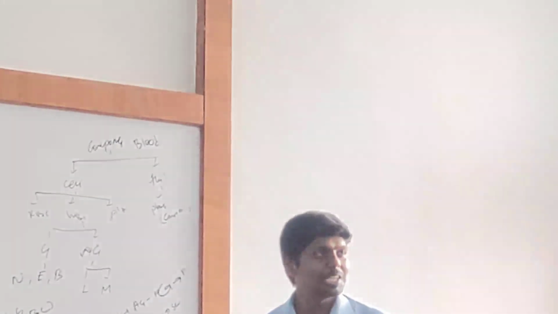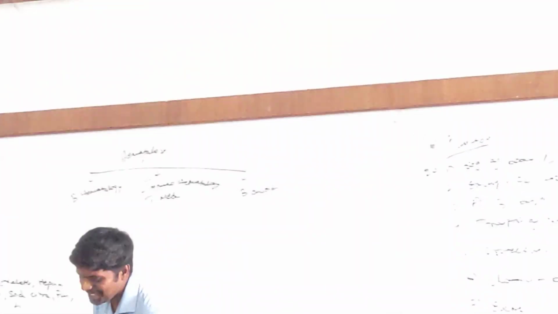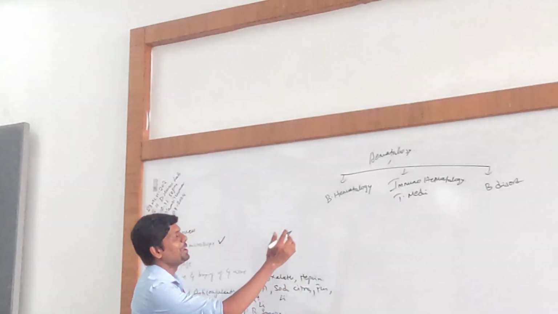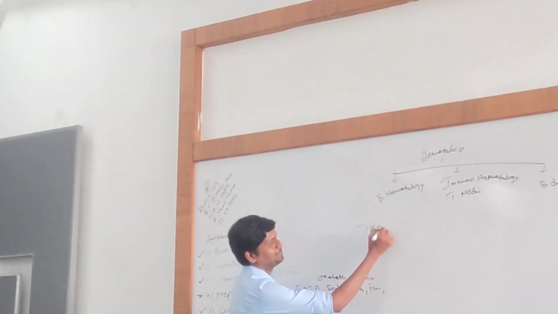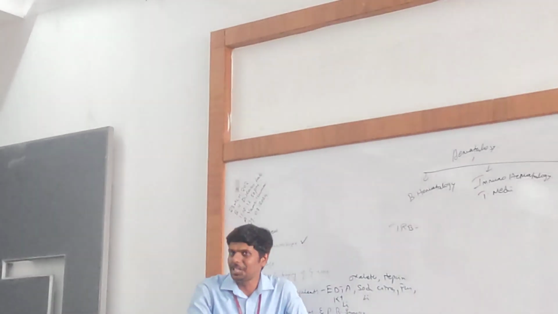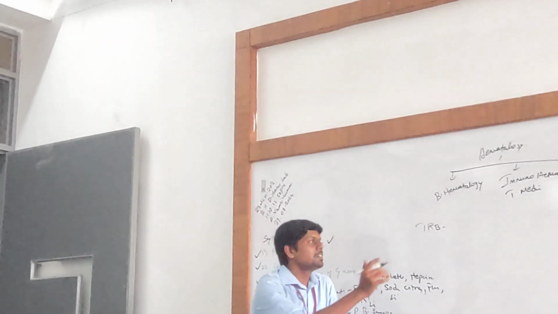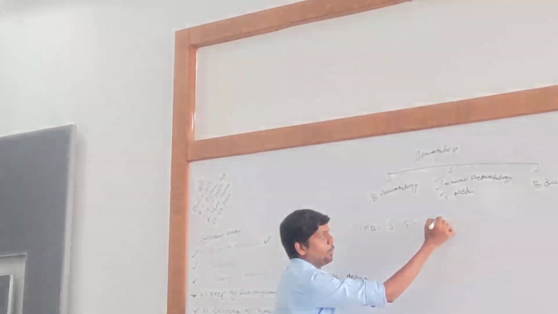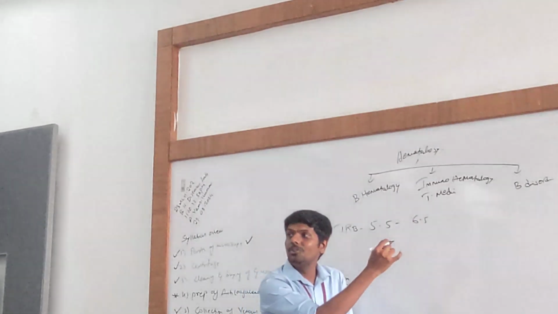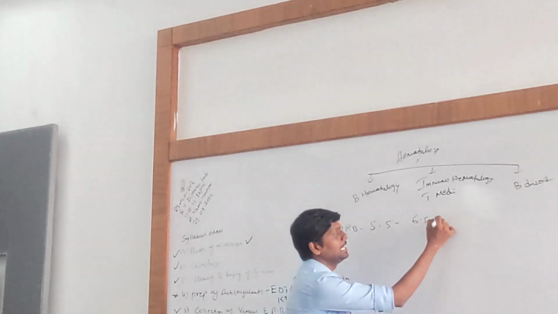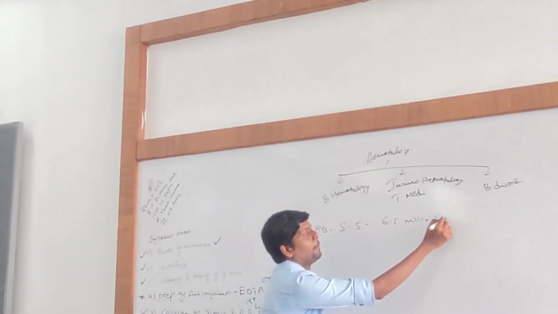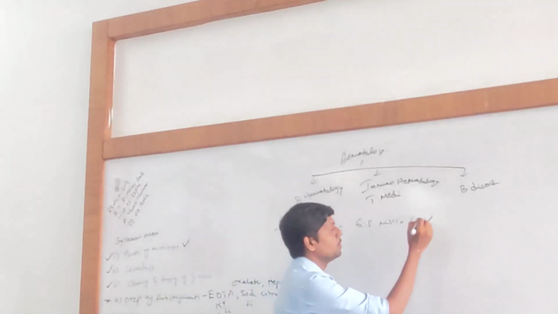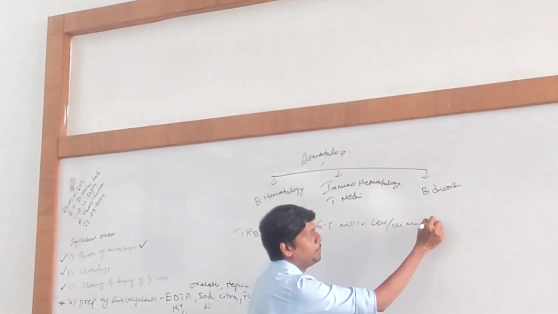Many fundamentals, right? Now coming here to basic hematology. So now tell me the normal TRBC count. What is the normal RBC count? 5.5 to 6.5. 6 to 6.5. What? Million cells per cubic millimeter of blood.